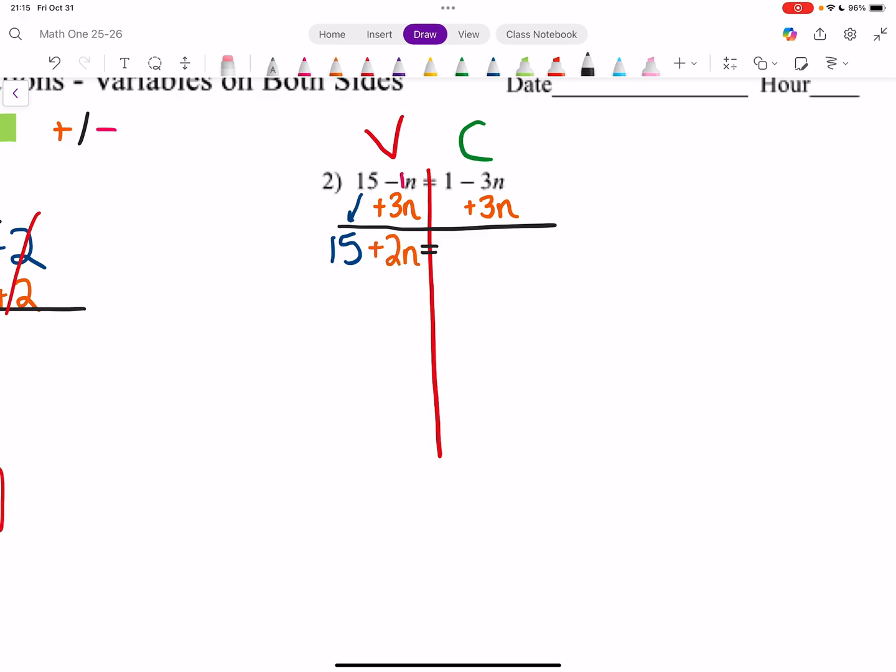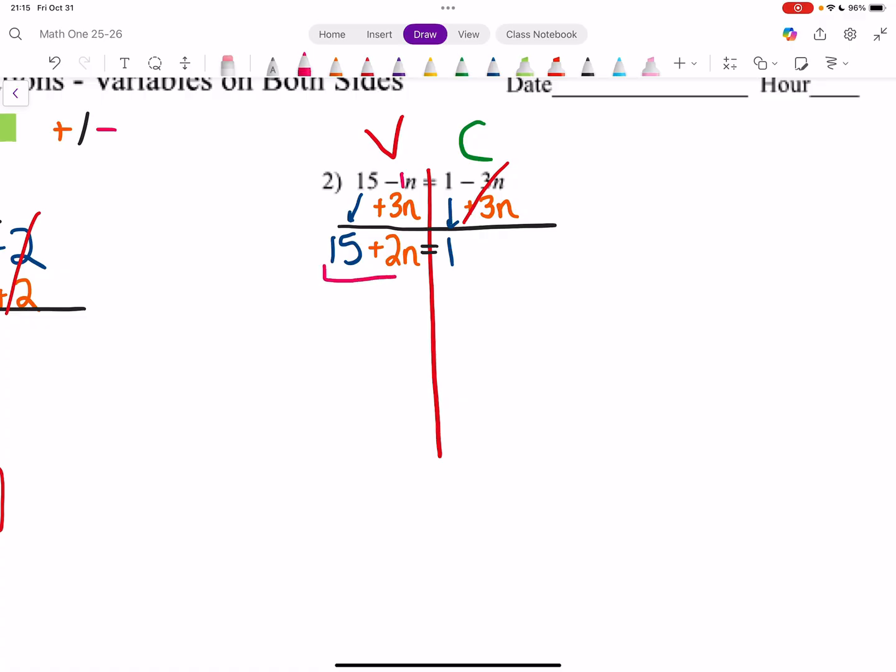Next, I'm going to write my equal sign, not doing anything with that positive 1 yet, and negative 3n added to 3n is hopefully 0, which is exactly what we wanted. You'll notice now all my variable terms are on the left-hand side. From here, it's a two-step equation once again.